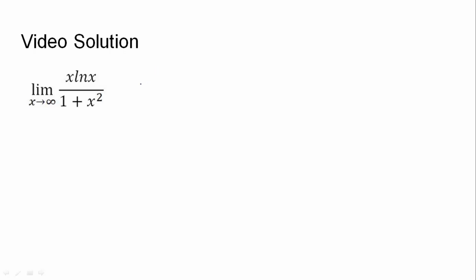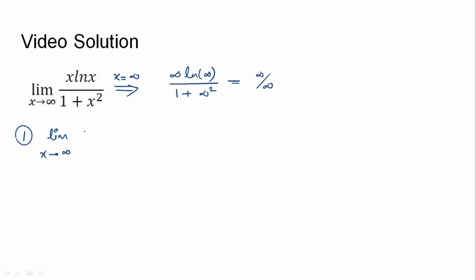So coming to the solution, we can see the limit as x ln x by 1 plus x square. So when we substitute x equals infinity in this, we will have infinity ln of infinity by 1 plus infinity square, which is nothing but infinity by infinity. So this question is applicable for L'Hospital rule. So we'll take the limit x tending to infinity, and we will differentiate the numerator once.